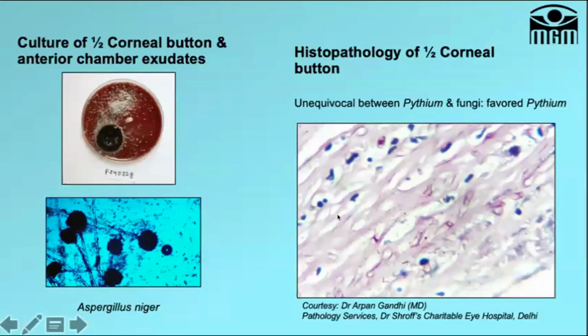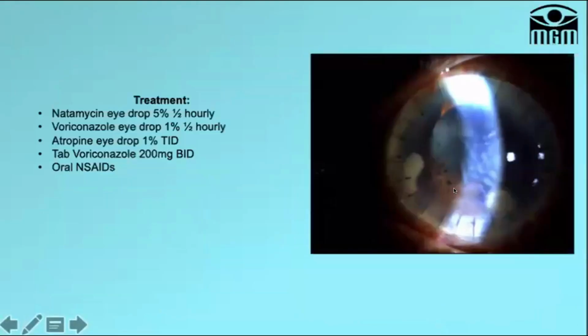We had also sent a half corneal button for histopathology, and there was some confusion between pythium and fungi, but you can see these broad filaments, and it favored pythium. Because we got a culture of Aspergillus, we stopped the antibiotics. We knew that this recurrence was because of fungi now. So we started the patient on natamycin eye drop, voriconazole eye drop, and oral voriconazole.